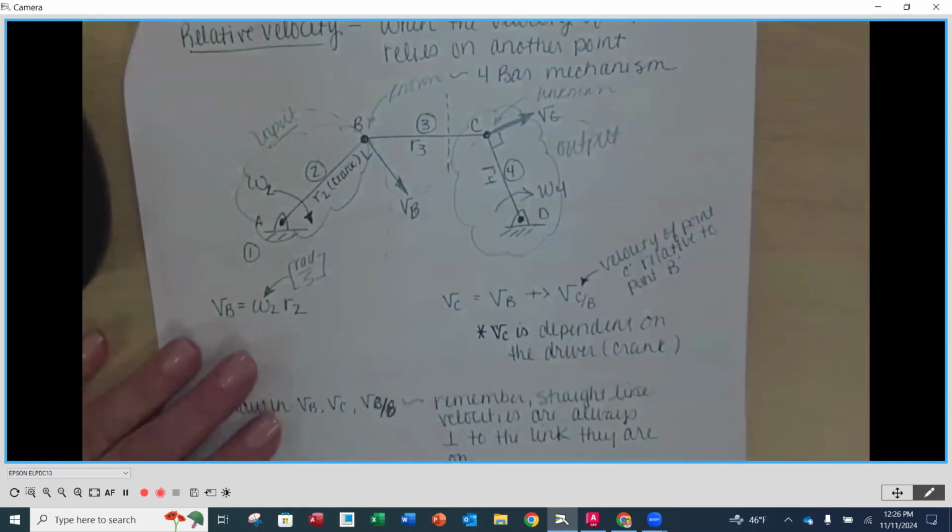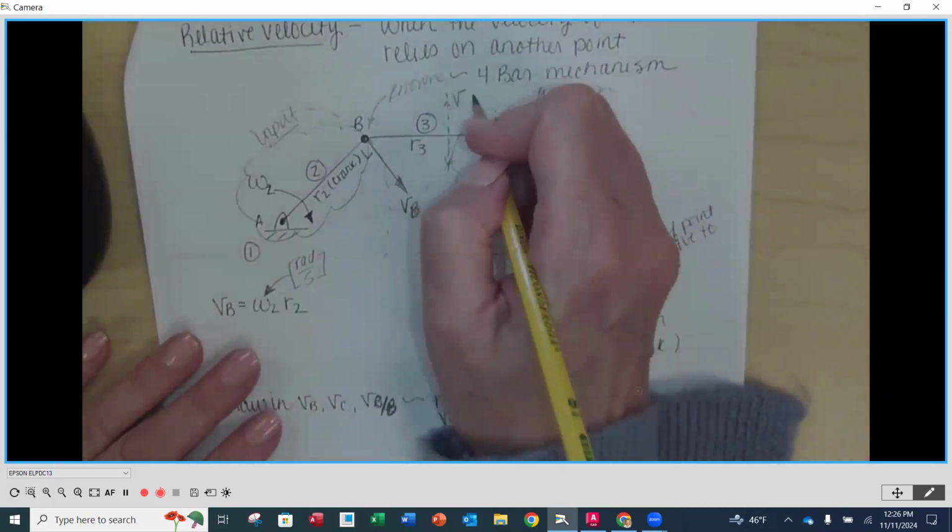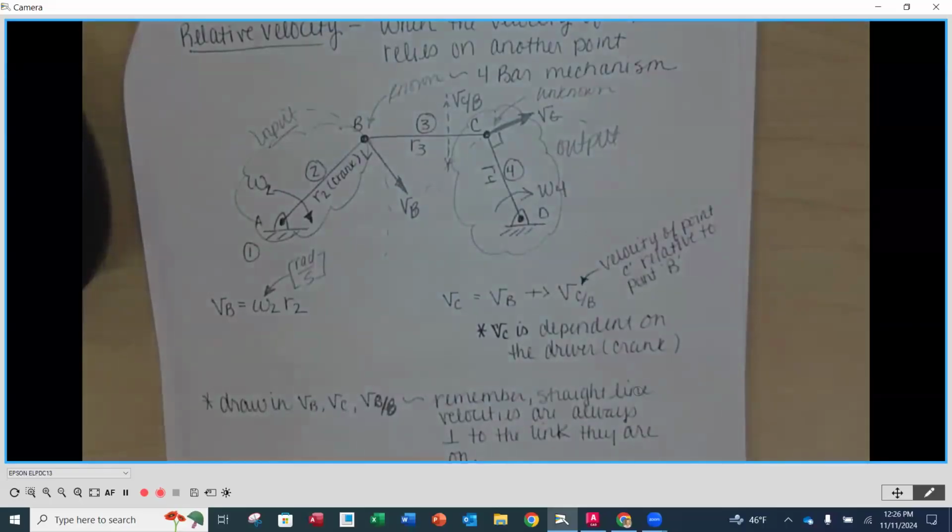And I draw it dotted because I don't know if it's going to go up or if it's going to go down. But it's going to be the velocity of C relative to B. So make sure that you draw that on this diagram. Remember, this handout you're going to be handing in as your practice problems, okay? There'll be a little bit of extra work to do for the practice problems, but in this case, this will be handed in. So make sure you're adding these notes because I'll be looking for them.